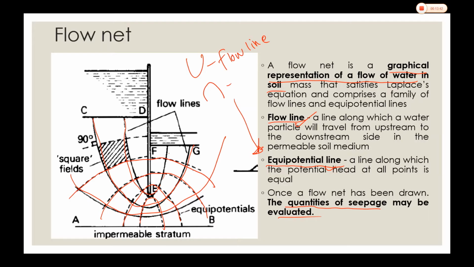Okay, alright. So there are a few rules to draw the flow net. First, we need to ensure that the intersections between the flow lines and equipotential lines look like square fields, not obviously rectangular. We try to get more of a square shape, and the angles are likely to be 90 degrees. Okay, this is a handwritten exercise.